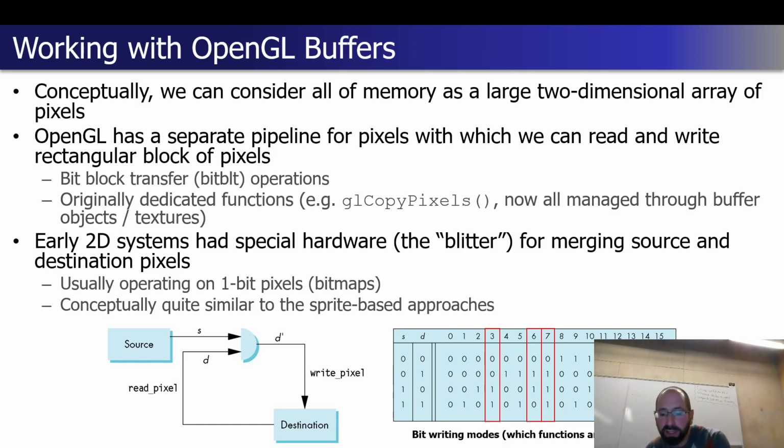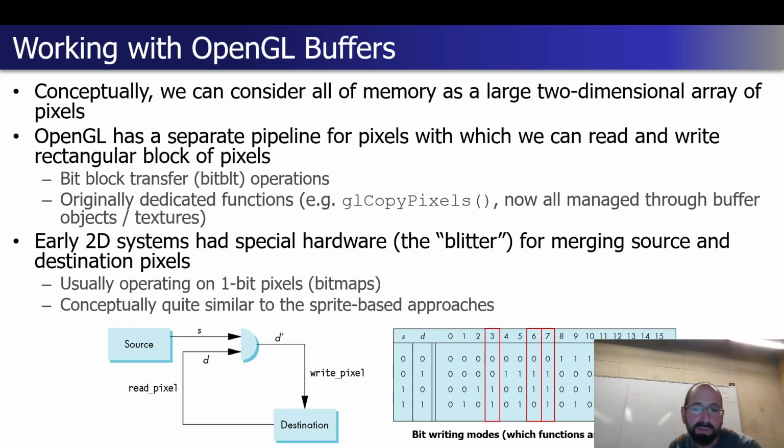In OpenGL, conceptually we can think of memory as a series of those two-dimensional arrays corresponding to our resolution. OpenGL has a separate way of working with those buffers than it does working with fragments. So old school dedicated functions were things like glCopyPixels. Now it's all going to be those buffer array objects in which we're initializing these additional buffers and telling it to do these copies of one particular buffer or another. We'll learn more about those buffer operations as we start to learn about things like texture mapping.